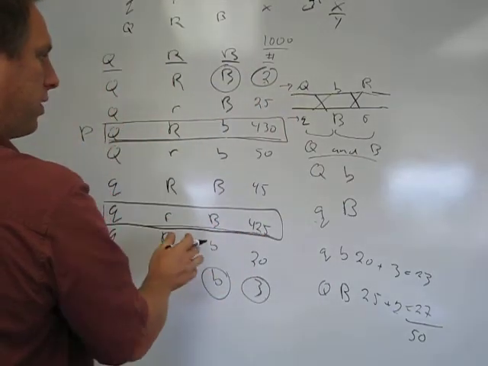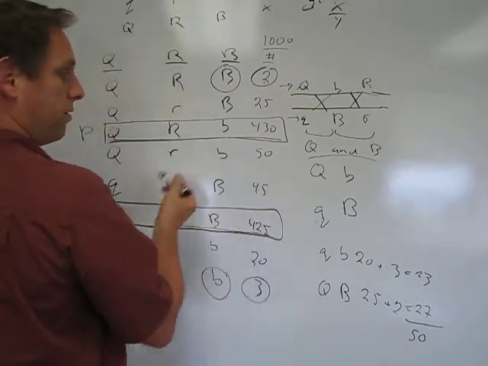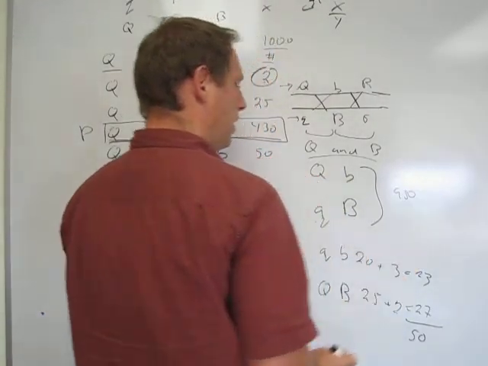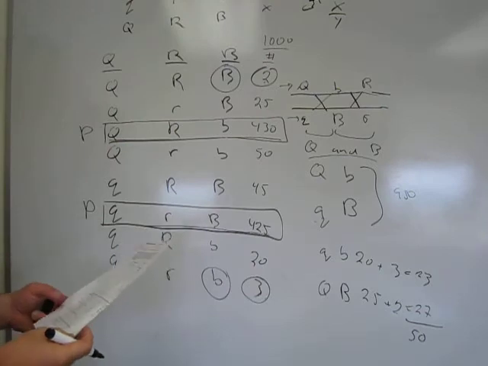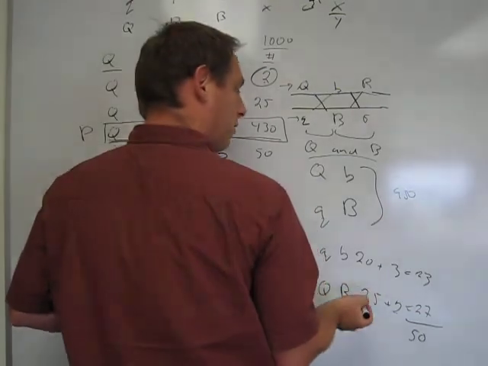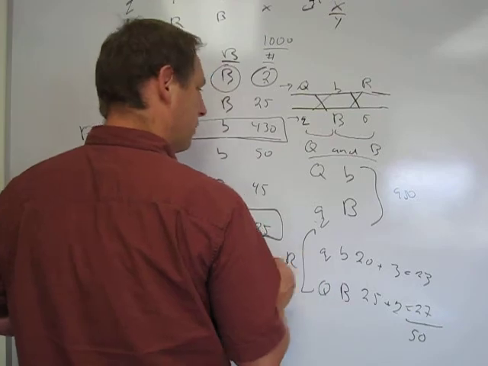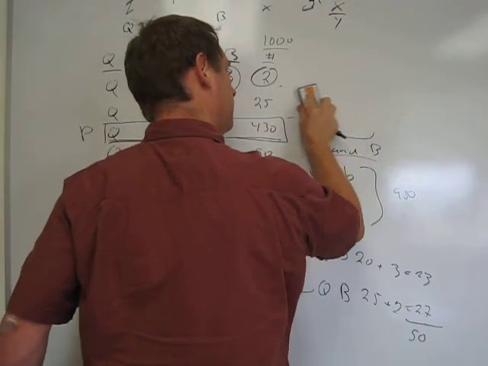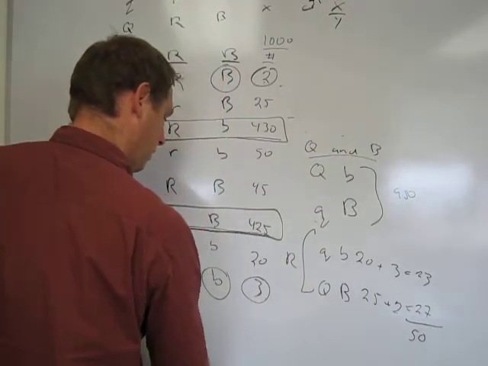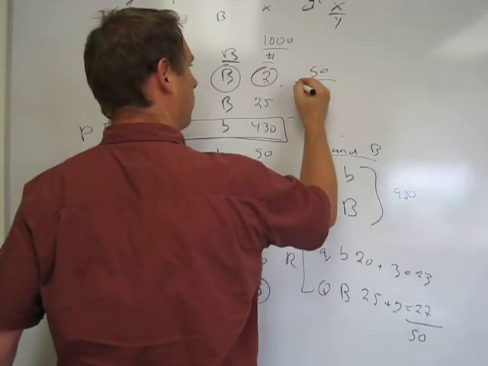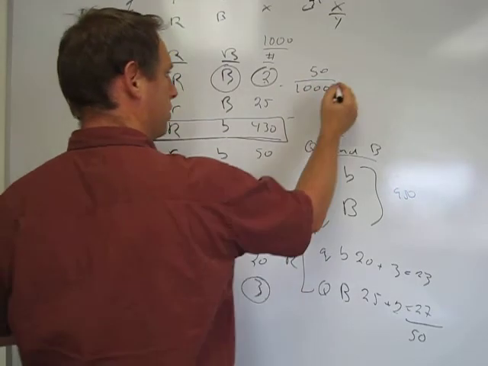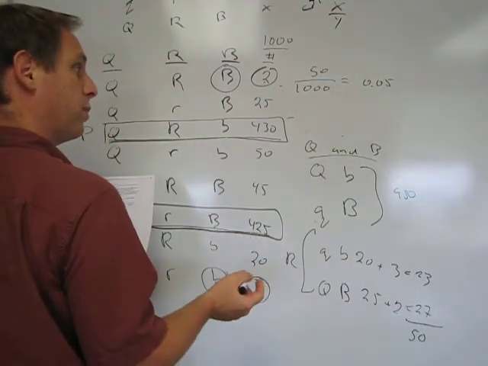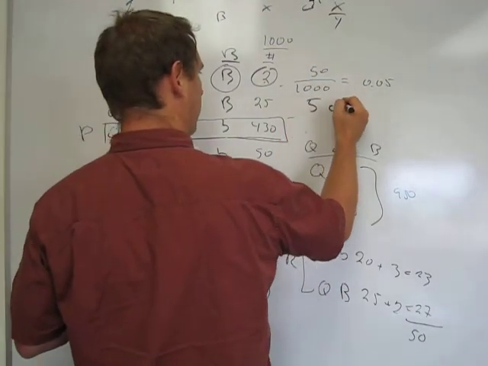Now you can go through and find all of the other ones from here, but we know that there's 1,000 progeny, so this is going to be equal to 950. If you do the math, the recombinant class is 50 out of the total 1,000, which is a frequency of 0.05. So we would say that the distance between Q and B is equal to 5 centimorgans.